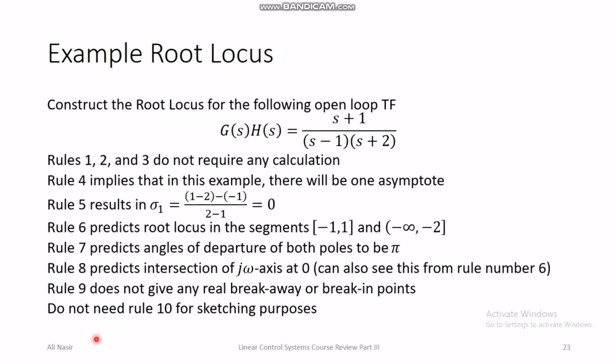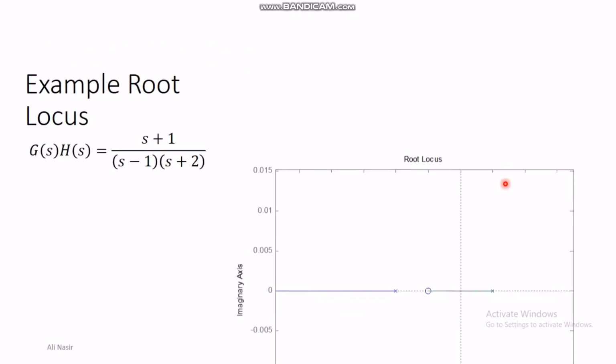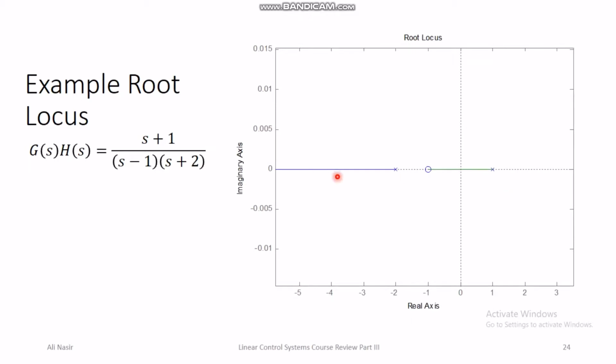We do not need rule number 10 for sketching purposes. We only need this rule for some control design purposes. So the root locus becomes something like this. This pole goes to infinity at an angle of 180 degrees. This pole goes to this zero at an angle of 180 degrees as well. The j omega intersection is at 0. The center of the root locus is also at 0. So this is the asymptote, and this asymptote appears to originate from this 0 point.